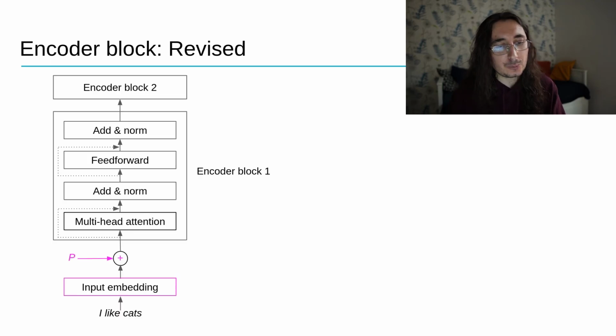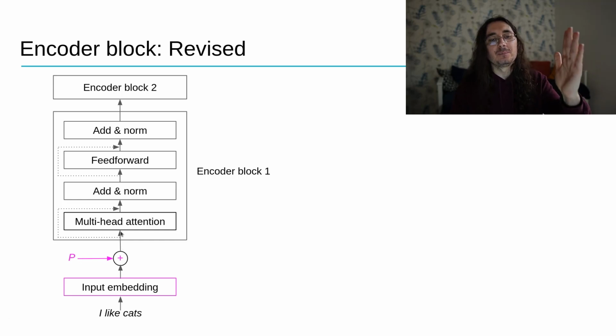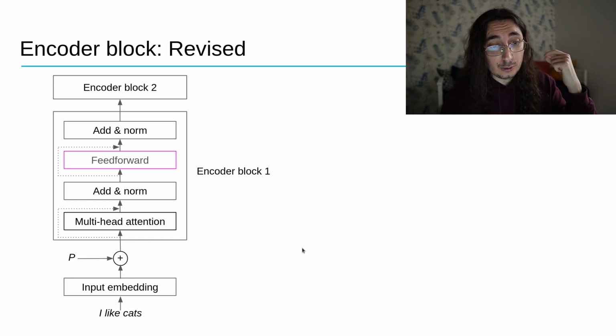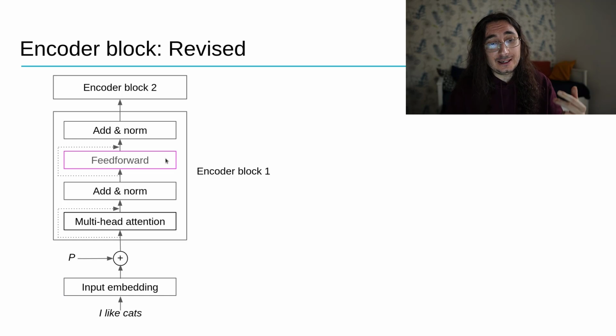Good. So here we see a revised version of the encoder block. So now we start with I like cats. We generate an input embedding. That input embedding is added up with the positional encoding, and that information is fed into the first encoder block. Now, we are going to be looking at the next sublayer in the encoder block. We saw the multi-head attention. Now let's take a look at feedforward.